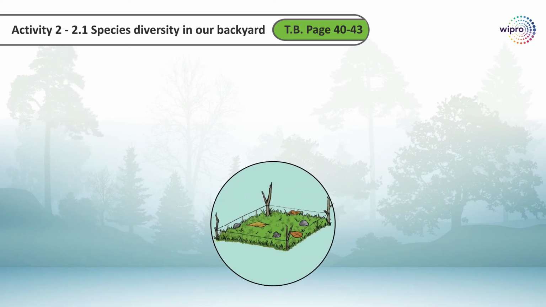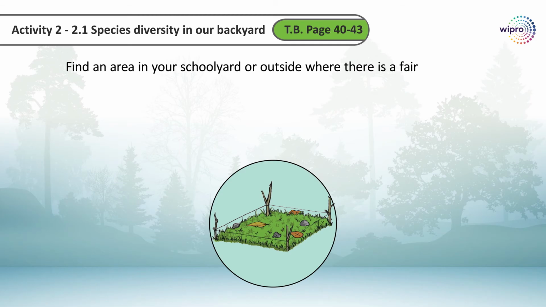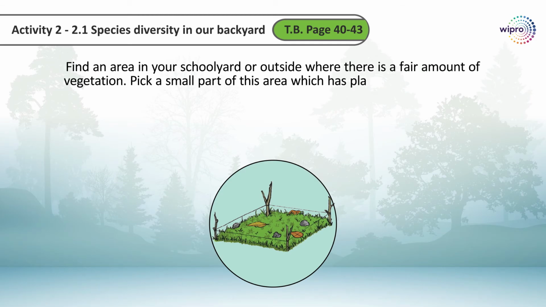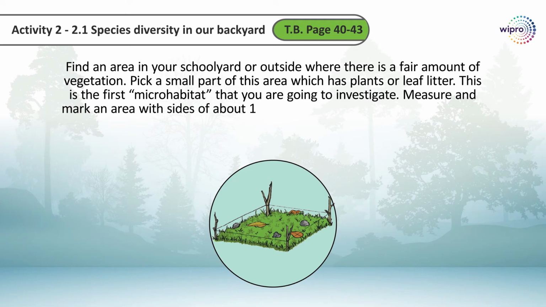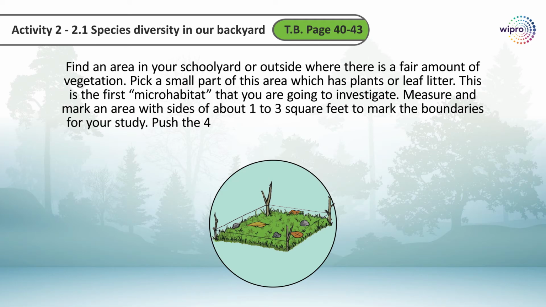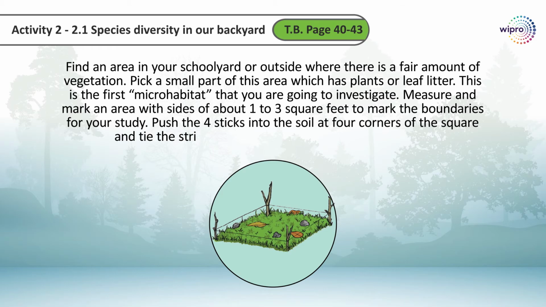Find an area in your schoolyard or outside where there is a fair amount of vegetation. Pick a small part of this area which has plants or leaf litter. Measure and mark an area with sides of about 1 to 3 square feet to mark the boundaries for your study. Push the 4 sticks into the soil at 4 corners of the square and tie the string around it to make a box of equal sides.